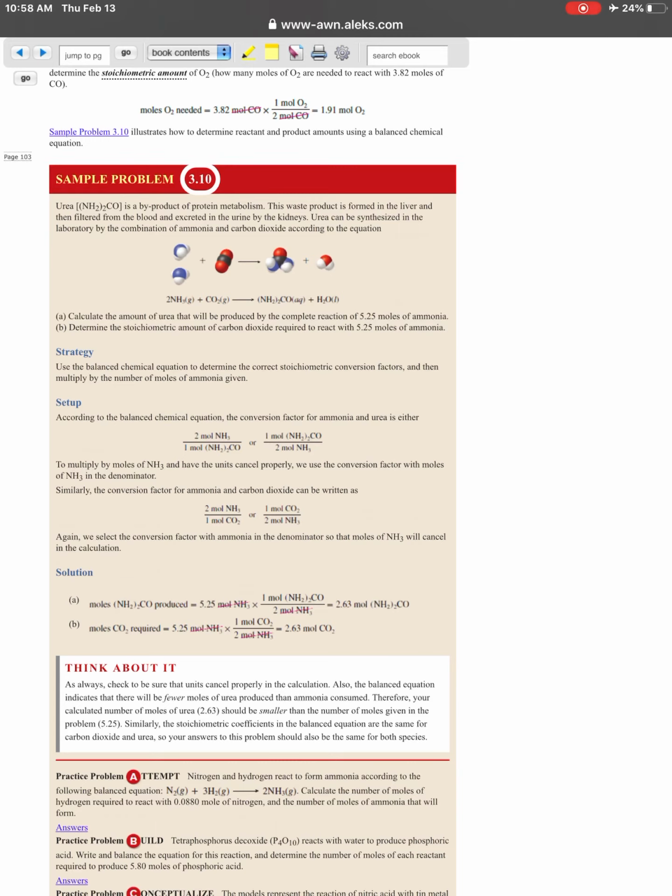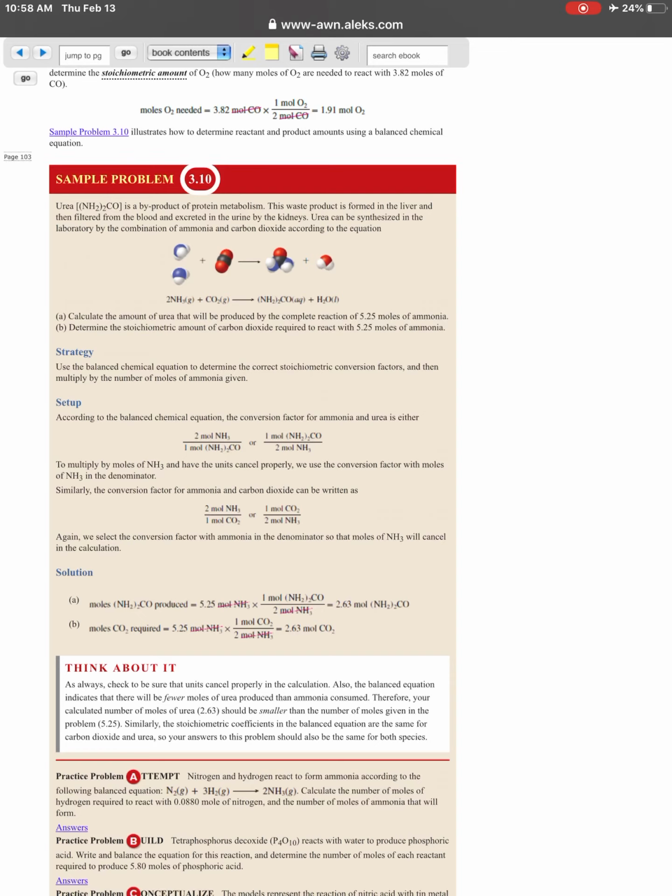Notice it is balanced. 2NH3 gas plus CO2 gas forms (NH2)2CO aqueous. Aqueous means dissolved in water, plus H2O liquid. It's an example of what's called a condensation reaction. Water is formed in this reaction as condensation. So essentially the ammonia reacts with carbon dioxide in the laboratory to form urea and water.